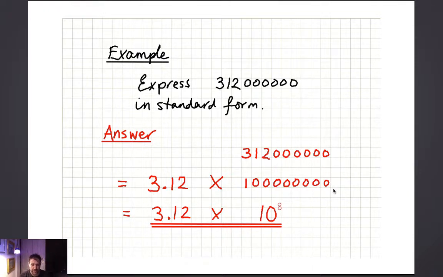So that's why it's super important to get things lined up and get the right number of zeros, because it's very easy to make the mistake of looking at the number of zeros in the original number and getting that wrong. So the final answer, 3.12 times 10 to the power of 8, is in standard form because it's something between 1 and 10 multiplied by 10 to the power of something.